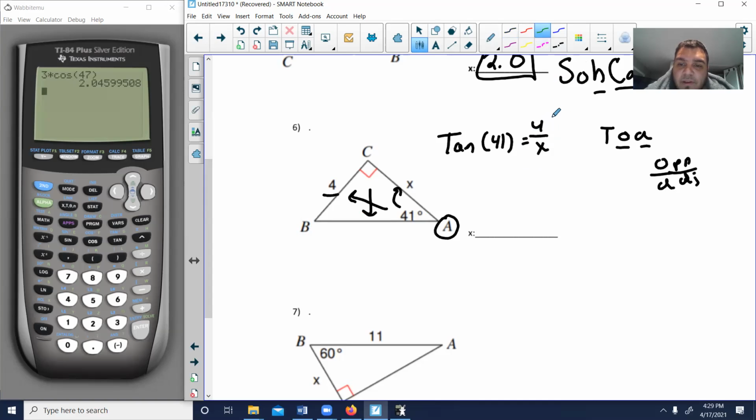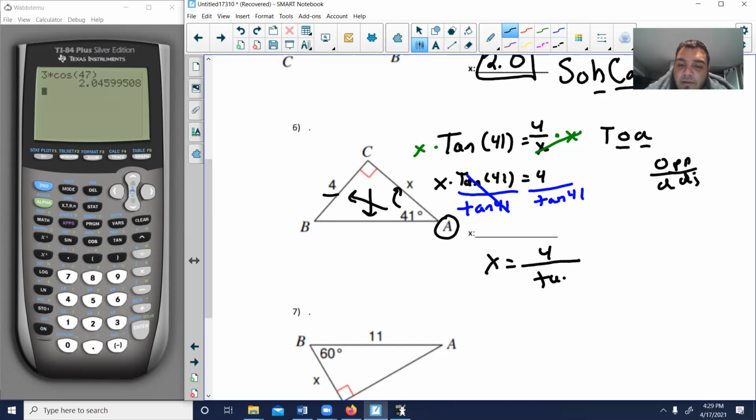Now, my x is on the bottom here, kind of annoying. So what I'm going to have to do is multiply both sides by x. Cross out the x's, so I'm left with x times tan 41 equals 4. At this moment, x is still not by itself. I got this tan 41 right here, and that's annoying. So instead, what I'm going to do is divide by tan 41, which means I'm going to divide on the other side by tan 41. Because they're being multiplied to each other, I divide on both sides to get rid of it. So I'm left with x equals 4 over tan 41.